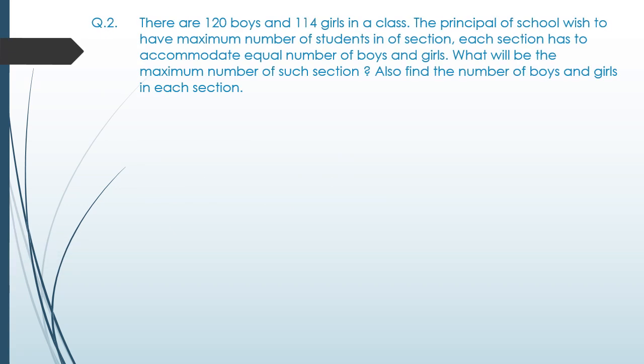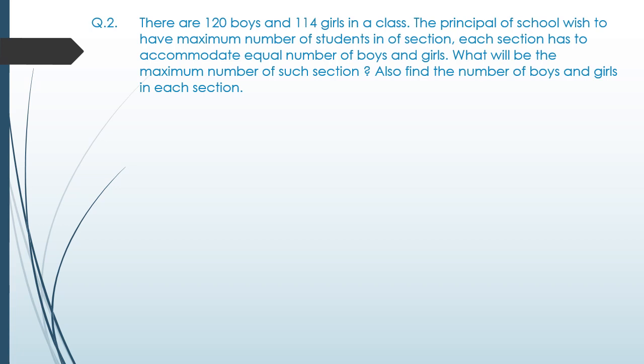With the second question: there are 120 boys and 114 girls in a class. The principal of the school wished to have the maximum number of students in a section, and each section has to accommodate an equal number of boys and girls. What will be the maximum number of such sections? Also find the number of boys and girls in each section.